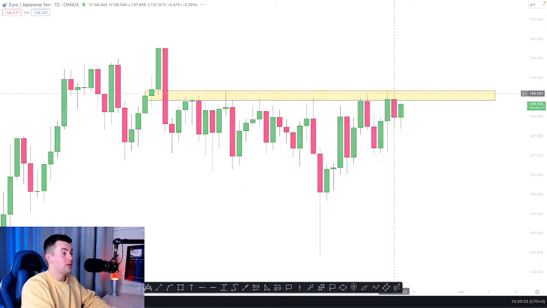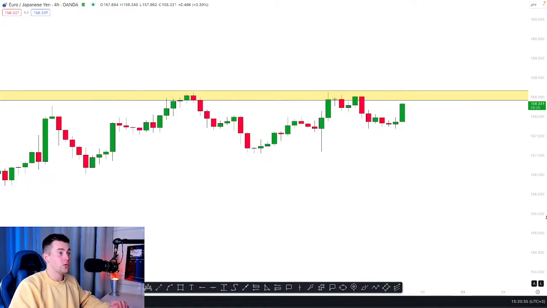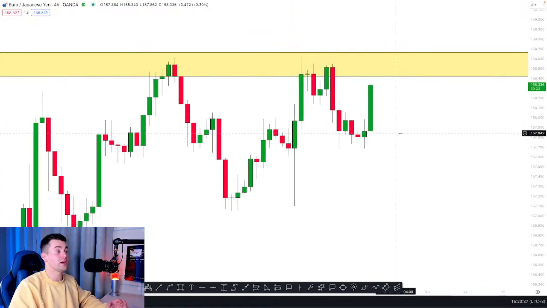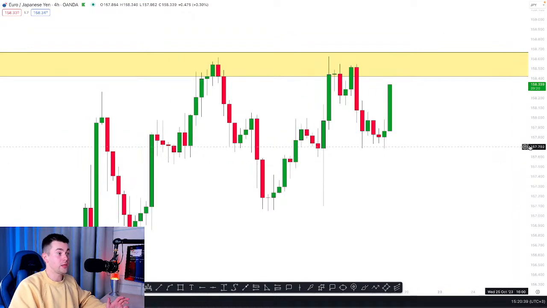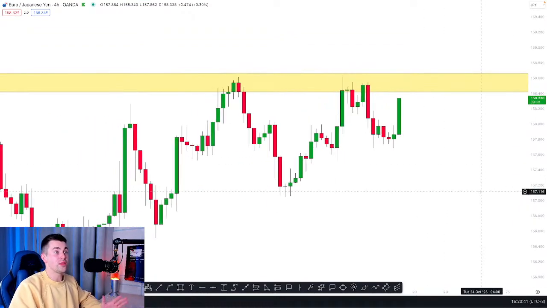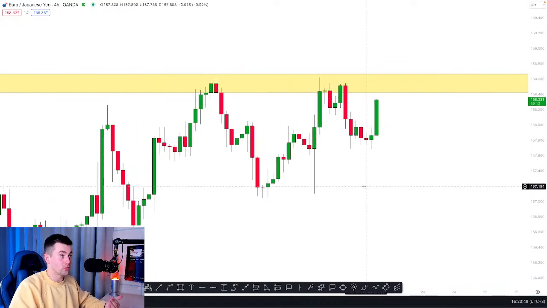So let's open a 4-hour time frame on Euro Yen and let's look for the clues here. Let's try to get what was happening with the Euro Yen pair recently, and let's look at what we can spot right here.